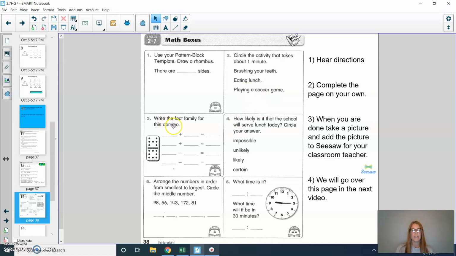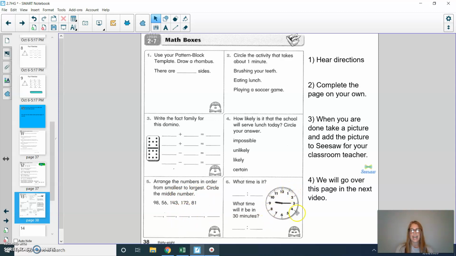For question 3, write the fact family for this domino. Very similar to what we did today with our fact triangle, except you're using the domino to solve. Question 4, how likely is it that the school will serve lunch today? Circle your answer. Impossible, unlikely, likely, or certain. For question 5, arrange the numbers in order from smallest to largest, and again, circle the middle number.